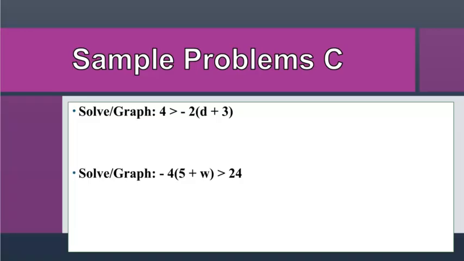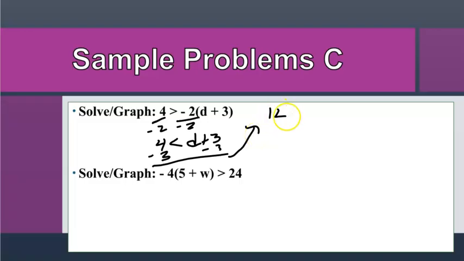Next, here we want to get the parentheses by itself, so I'm going to divide by negative 2. Because I'm dividing by a negative, I have to flip the symbol, so now it's going to be 4 is less than d plus 3. Subtract 3 on both sides. And now I have 1 is less than d, or you think of it as d is greater than 1. And then on a number line, got 1 here. It cannot equal 1, so it's an open circle. Greater than means going to the right.